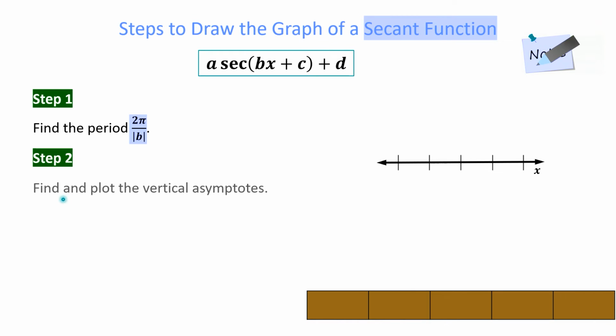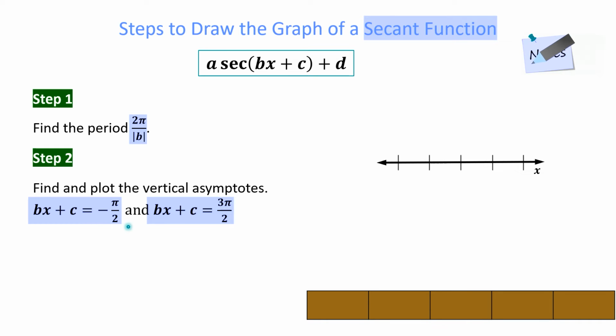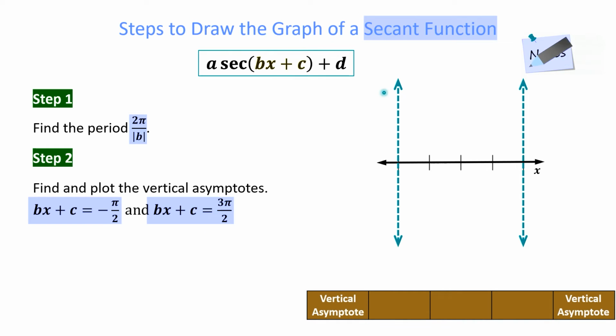Step 2, we want to find and plot the vertical asymptotes by solving these two equations. You'll notice the first equation, bx plus c is equal to minus pi over 2. And over here, bx plus c is equal to 3 pi over 2. So again, please make a note of this, as this is different from the cosecant function. And again, bx plus c is just this part in the middle or within the bracket. So these are the two vertical asymptotes we'll get from this graph.